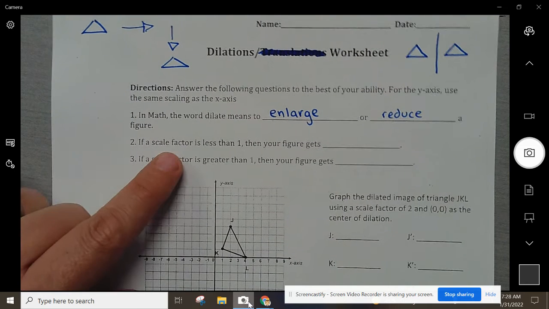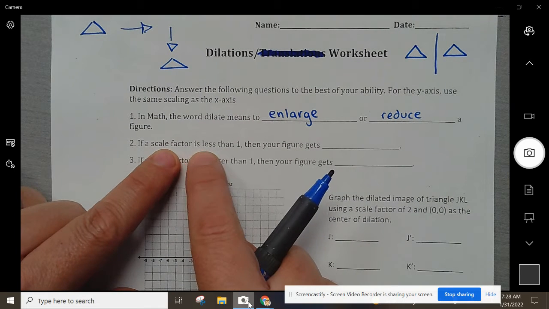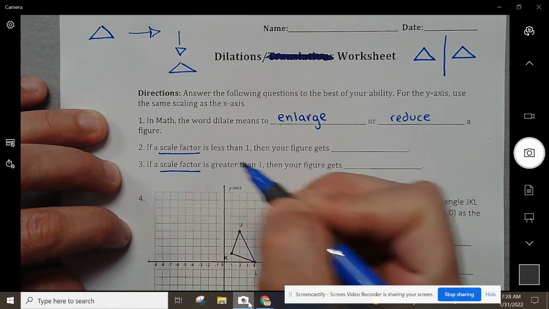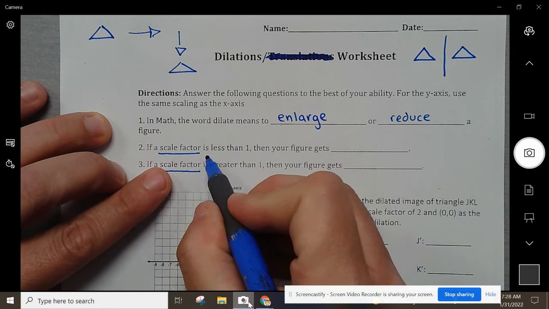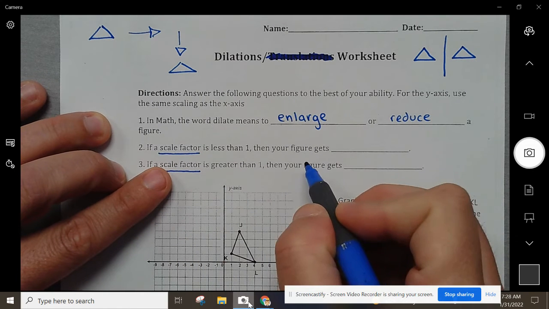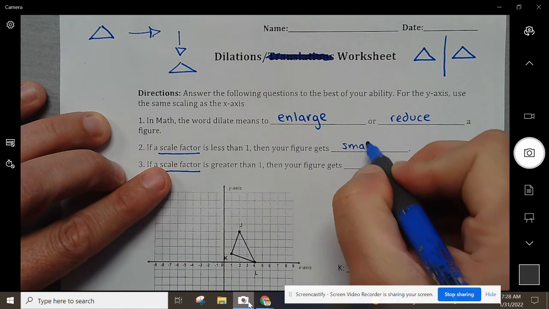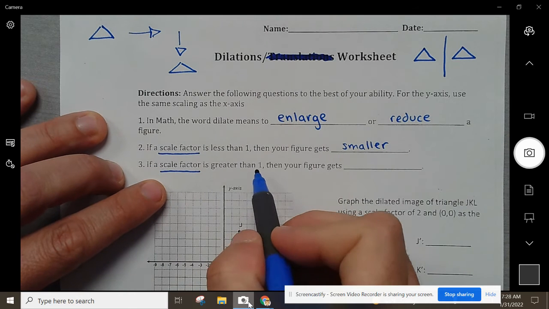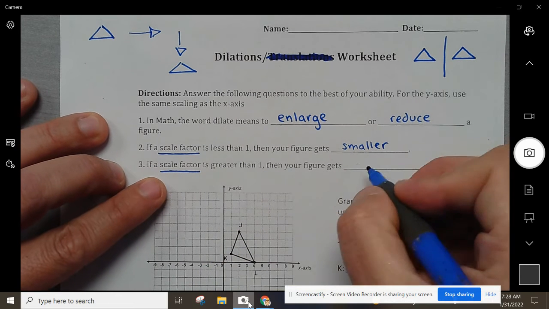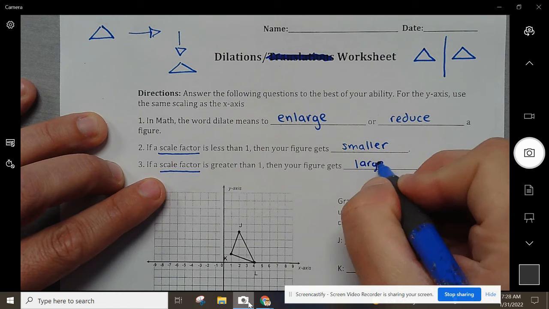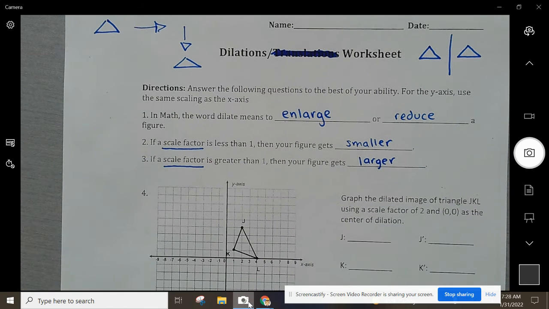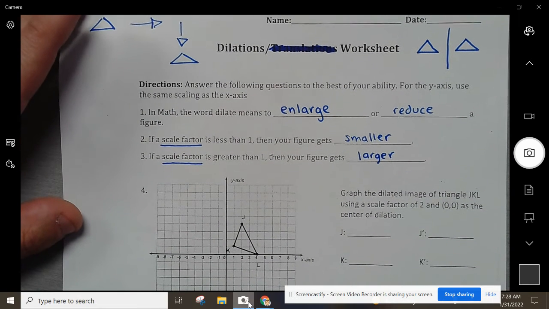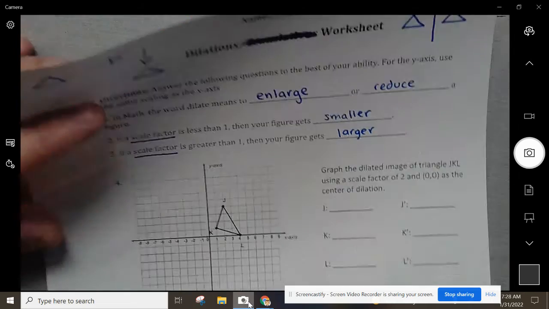The scale factor, and can you underline the word scale factor? That's going to come into play. If the scale factor is less than 1, your figure gets smaller. If the scale factor is greater than 1, then your figure gets larger. Okay. And you're going to get this really quickly. It's not too difficult. I promise you. And you're like, you say that all the time. No, I promise you, it's not that difficult.